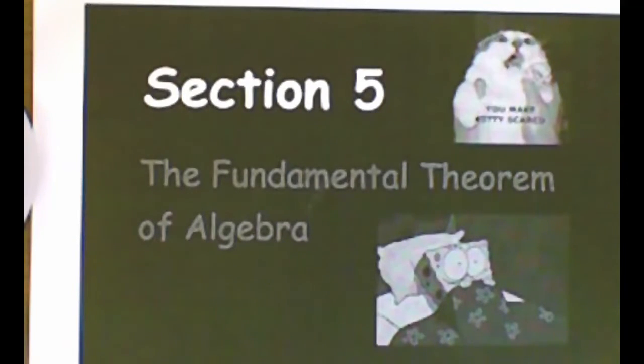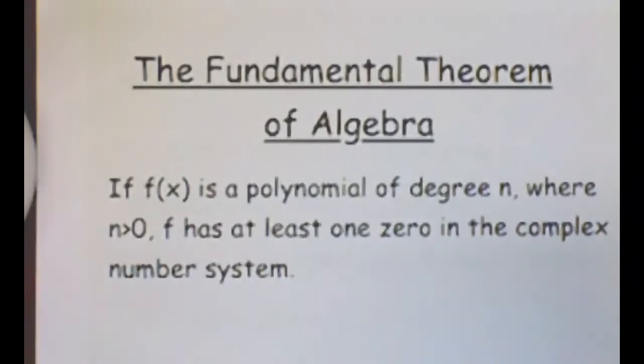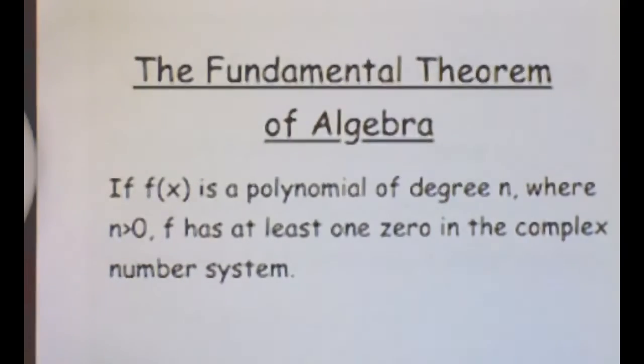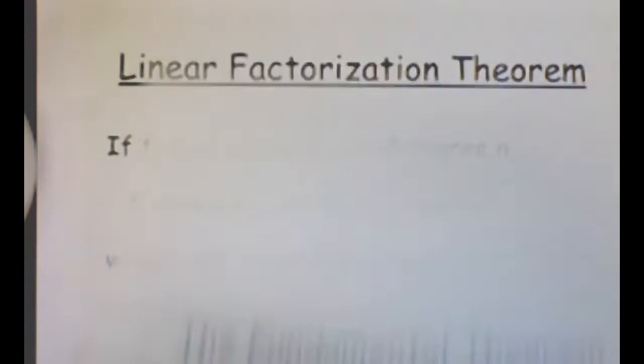All right, today's lesson is section 5, the fundamental theorem of algebra. So it's obviously very important, but don't be scared. The fundamental theorem of algebra just says if f of x is a polynomial of degree n, where n is greater than 0, f has at least one 0 in the complex number system. So it says at least one because it could be repeated. There's always one in the complex number system. That means you can use imaginary numbers with it.